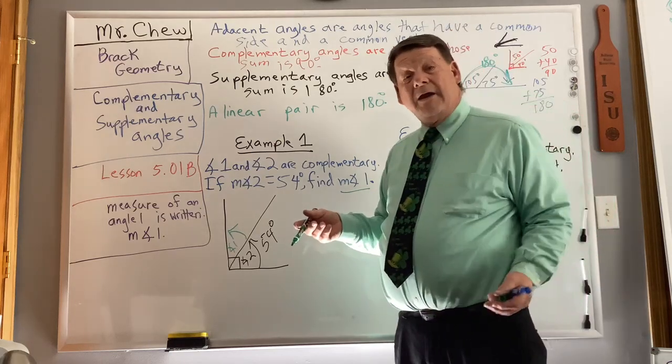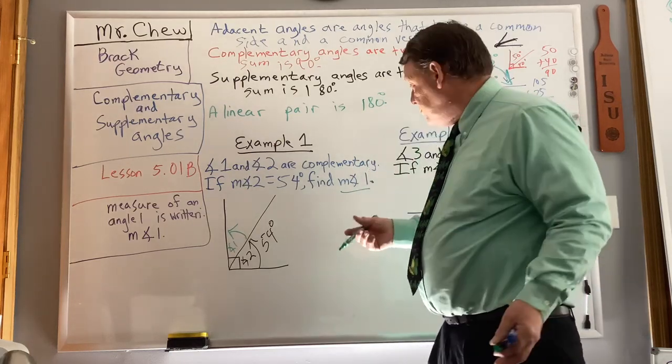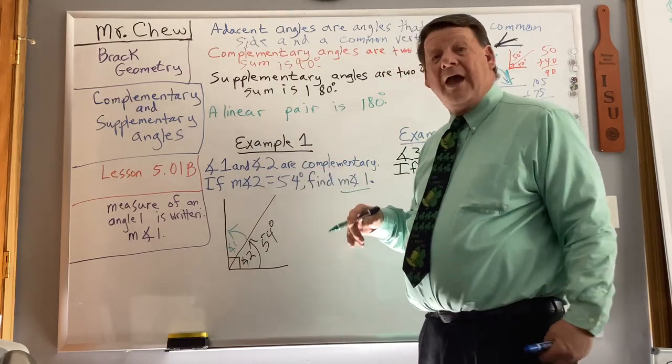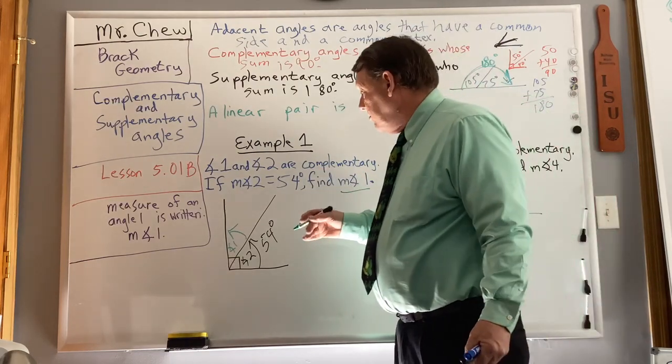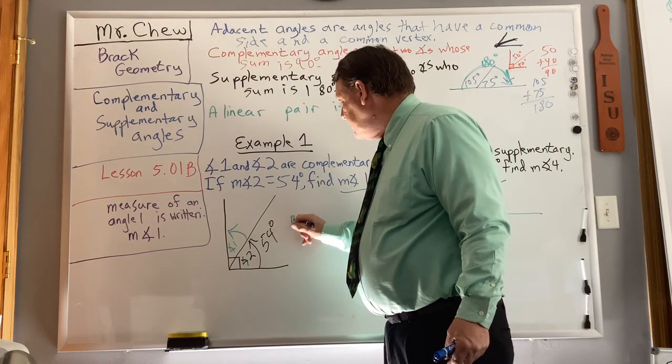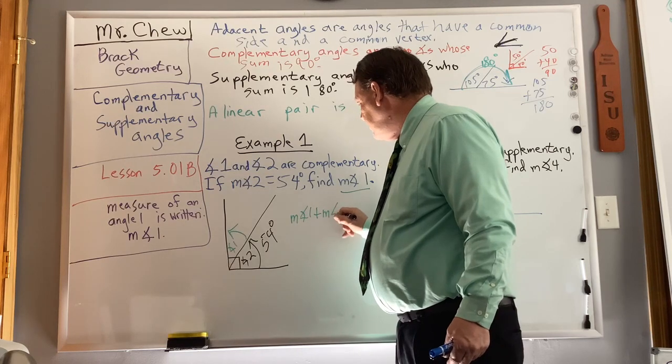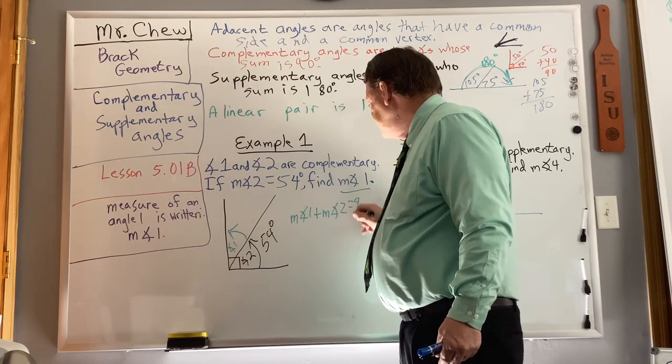So the way you do that is you use an equation where I know that if I add these two up using the angle addition postulate, they're going to equal 90 degrees. So I can say the measure of angle 1 plus the measure of angle 2 equals 90 degrees.